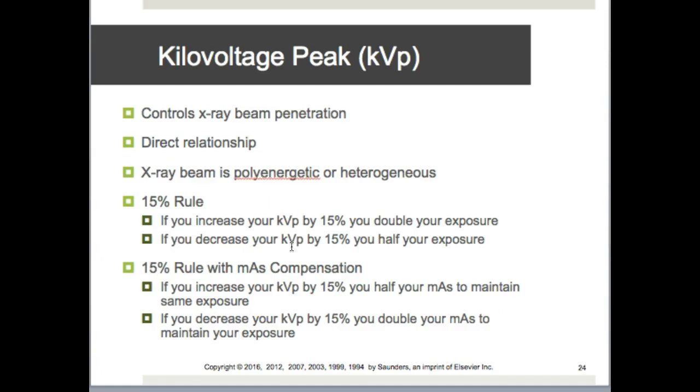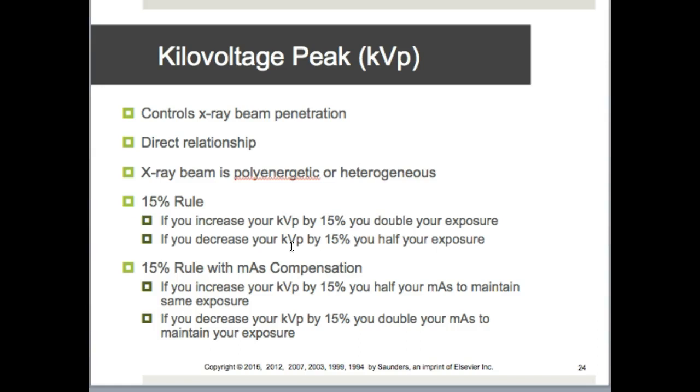kVp controls the beam penetration. So this is your quality. It's a direct relationship. And the beam is polyenergetic or heterogeneous, which means it has a lot of different energy levels. So although you dial up 80 kVp, you are not getting 80 kVp. You're getting a range from 0 to 80. Okay, so it's a heterogeneous beam. Now, when you dial up 80 kVp, you are not getting any photons any higher than 80 kVp. So that is your max amount, okay?